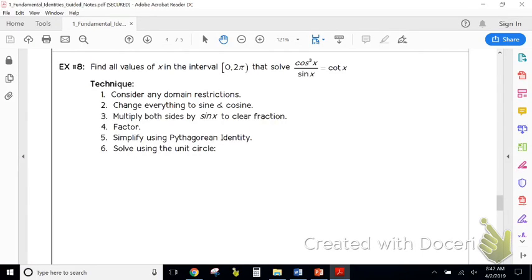All right, example 8 says find all the values of x in the interval from 0 included to 2 pi not included that solve cosine cubed of x over sine of x equals cotangent of x. All right, so it kind of gave us some clues here to things to watch for as you go through these type of problems, okay? So always think about your domain. Do I have anything in this problem that would cause a restriction in my domain?